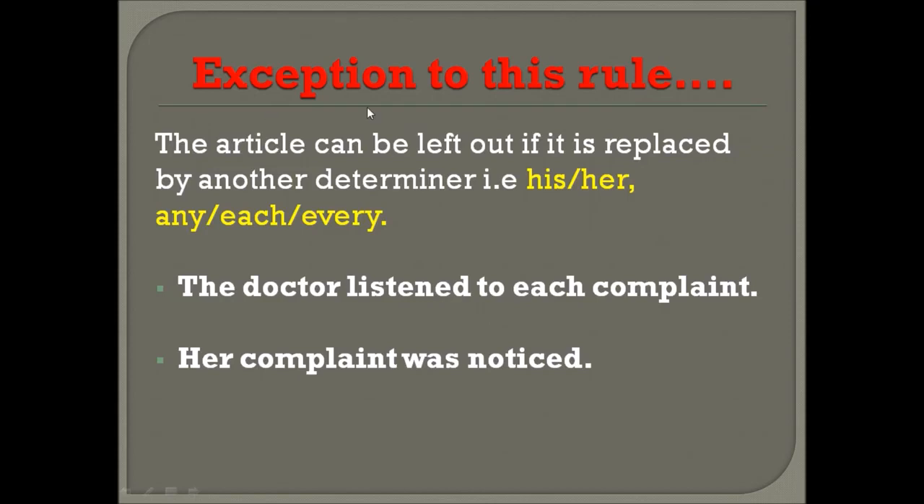So let's discuss the exceptions to this rule. The rule was that before a singular noun, an article is always required, but there are some exceptions as well. The article can be omitted if it is replaced by another determiner, such as a pronoun: his, her, any, each, and every. Let's discuss two examples here. Not 'Doctor listened to the each complaint', but 'The doctor listened to each complaint'. Here each is working as the article. Her complaint was noticed. In this example, her is working as the article.